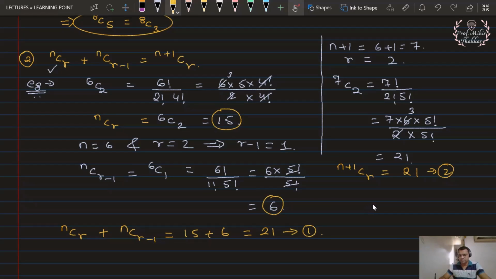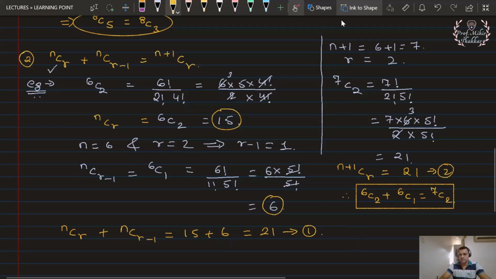Point number 2. So can I say, therefore, this 6C2 plus 6C1 is exactly equal to 7C2 as per the property. So nCr plus nCr minus 1 is equal to your term of n plus 1 Cr. Once again, just as I told you, we don't have to sit and solve so many points in our exams or in our problems. We just have to remember direct application of this particular property.